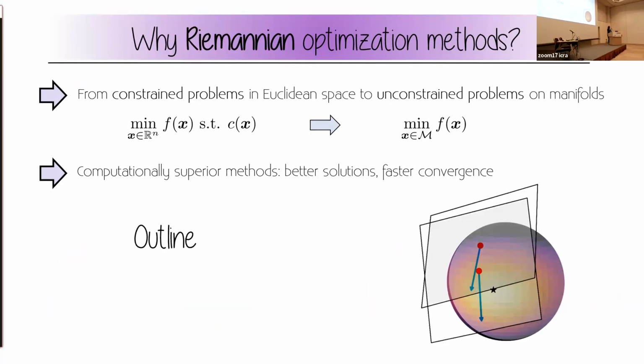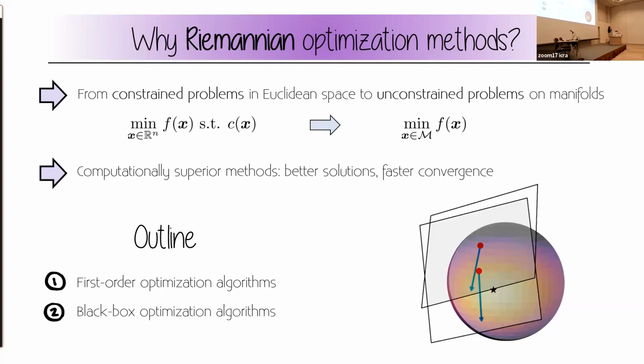So the outline of this talk: we're going to first talk about first-order optimization algorithms. Essentially, this is the generalization of gradient descent-based algorithms to the Riemannian case. And in the second part, we're going to talk a little bit about black box optimization algorithms.